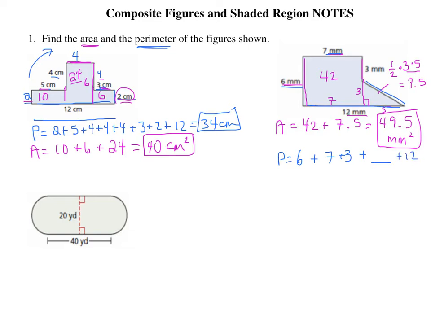So the part I need to find is the hypotenuse of this triangle. So again, I can do Pythagorean theorem to figure out what that hypotenuse length is going to be. So 9 plus 25 gives me 34 equals x squared. The square root of 34 is 5.83. So that's what I'm putting right here as my missing length.